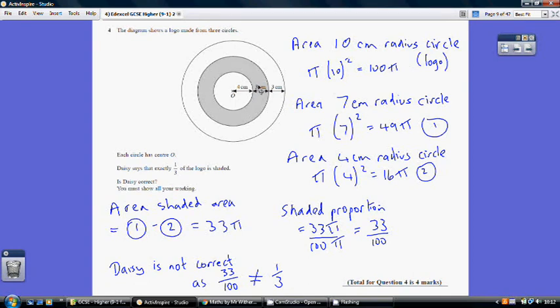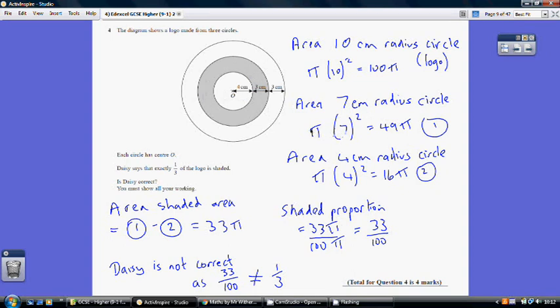Now, to work out the area of the shaded bit, I'm going to work out the area as if it was completely shaded, the inner two circles. So we're going to work out the area when the radius is 7, and then take away from that the white bit in the middle when the radius is 4.